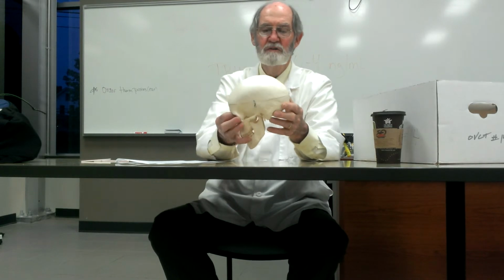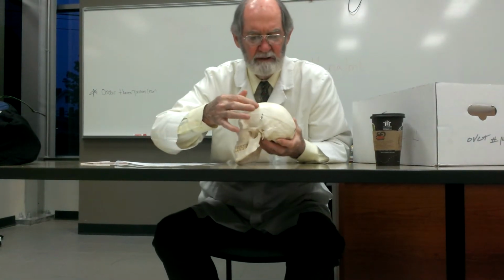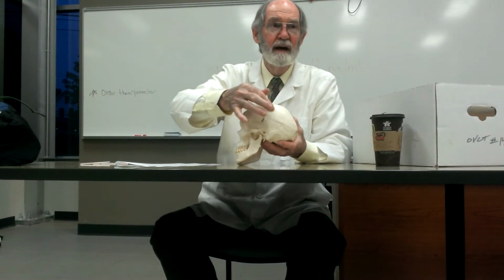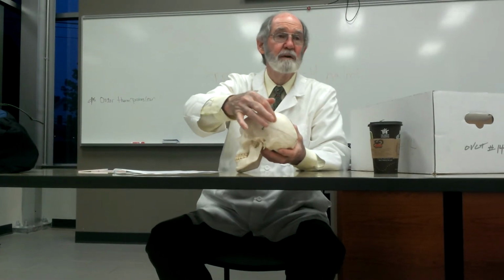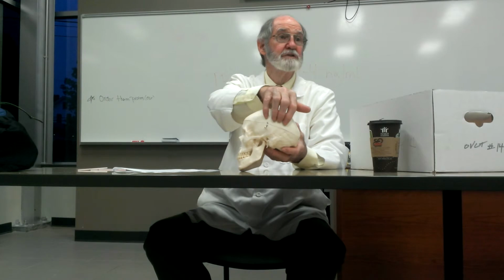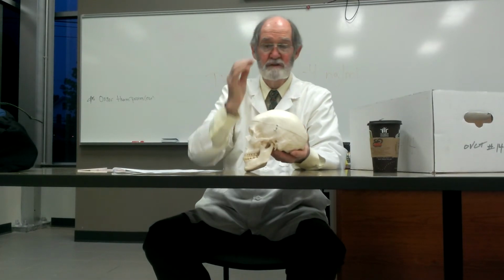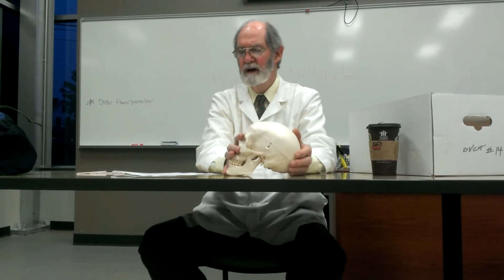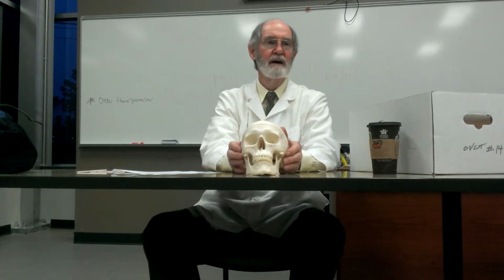And there are two lines, which are difficult to see on these plastic skulls, that are the point of attachment for the temporalis muscles. Temporalis muscles are used in chewing. You can actually feel those on the side of your own skull. Those are the 8 cranial bones.